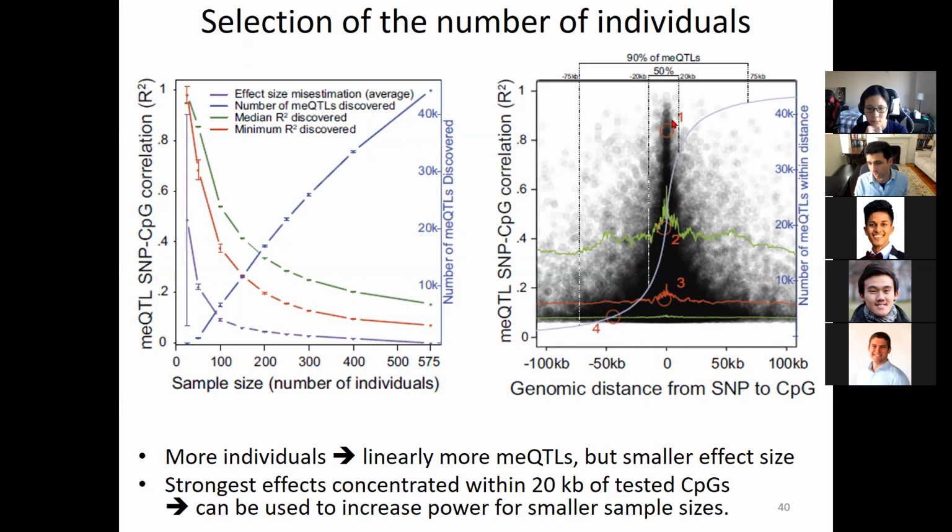Of course, the challenge there is that you might miss some QTLs that are acting at a distance, but you will be able to discover many, many more QTLs because you will not be paying as high multiple hypothesis burden, and therefore you'll be able to set your thresholds to lower values.